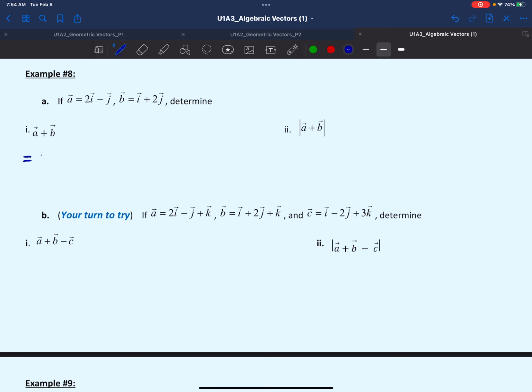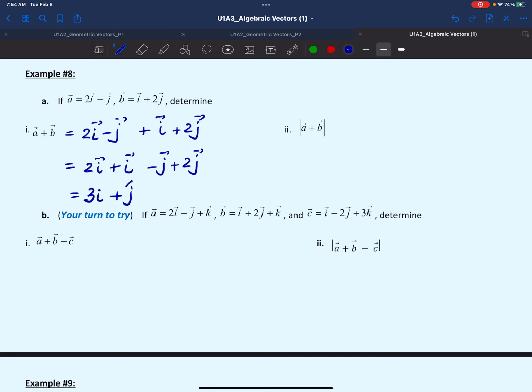So A plus B would be equal to, I'm going to start with 2i minus j plus 1i plus 2j. We add the i's to the i's and the j's to the j's. So we have 2i plus i, minus j plus 2j, and simply operate with coefficients here. We have 3i and then plus 1j.